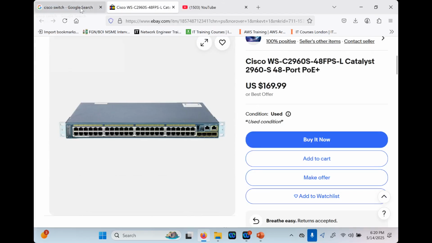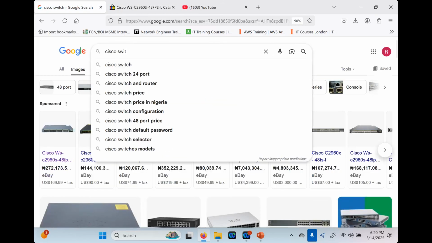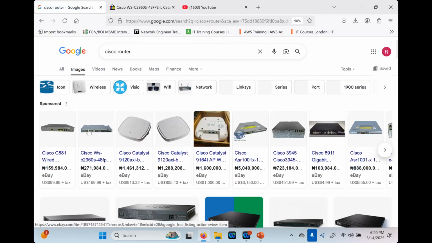What if I brought out a router? Let me bring out Cisco router. Let me show you the image of a Cisco router.